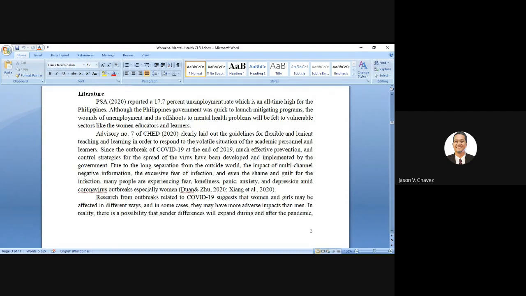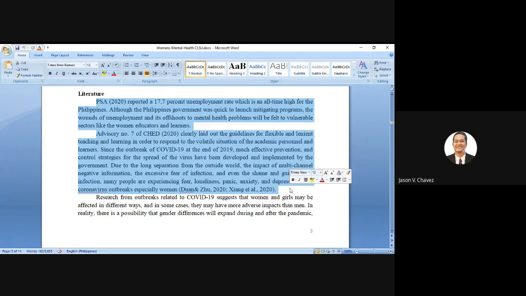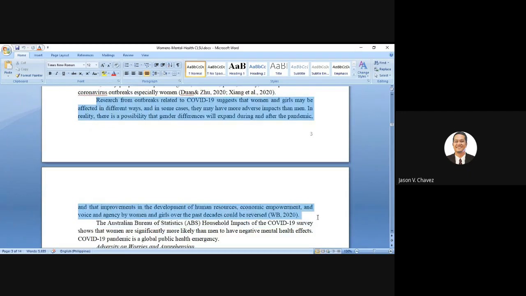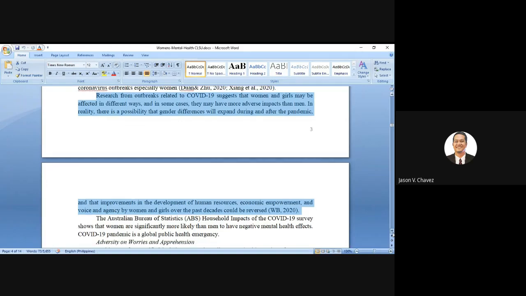So the parts that we are looking at right now, look at this, no? In the first paragraph, you talk about unemployment. Yeah, the impacts specifically on the economy, and the third paragraph suggests the women and girls may be affected in different ways. Of course, it's research about women, so you are expected to really delineate the effect on women from men. Okay, then it goes on.